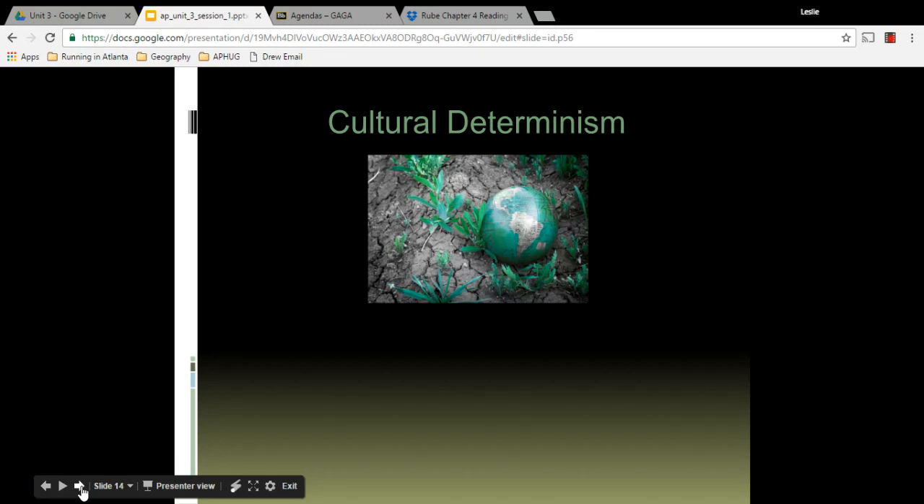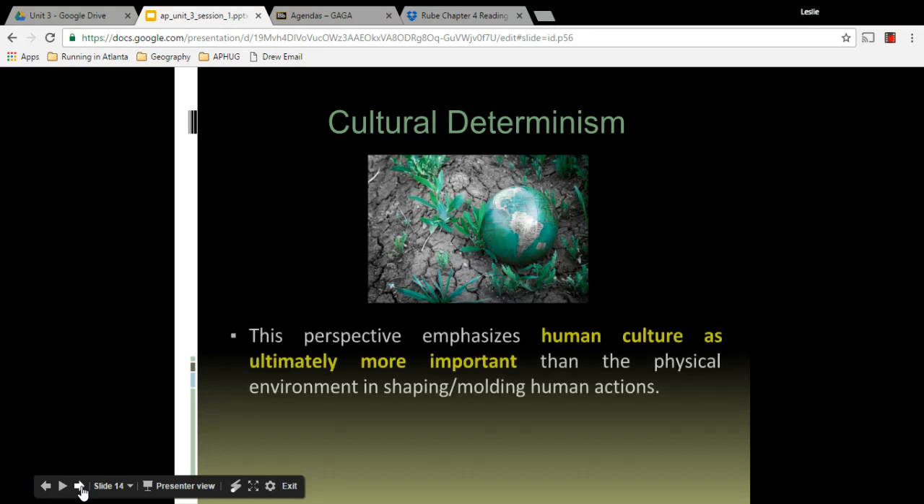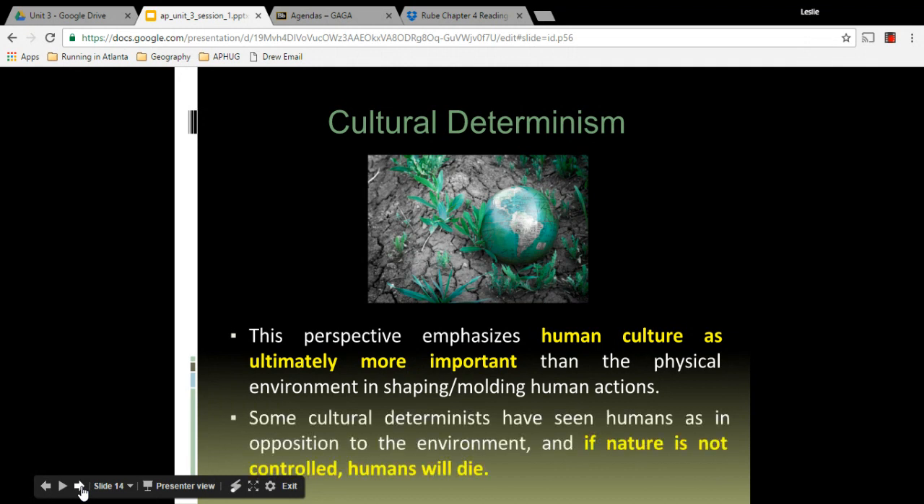All right, the next concept is cultural determinism. This perspective emphasizes human culture as ultimately more important than the physical environment in shaping or molding human actions. So some cultural determinists have seen humans in opposition to the environment, and if nature is not controlled, humans will die.